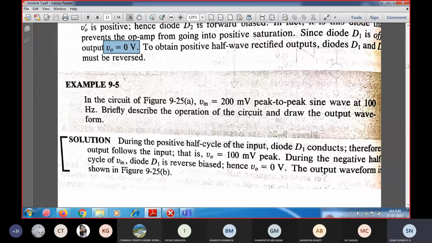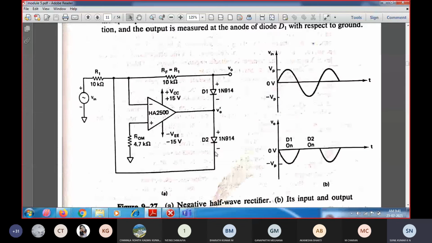In the exam, they may ask you to write the circuit diagram for a positive half wave rectifier without saturation. So you have to write this two diode circuit. You have to check that you get the output of a positive half wave rectifier. In that circuit you have to reverse this polarity, then you will get a positive half wave rectifier without saturating.